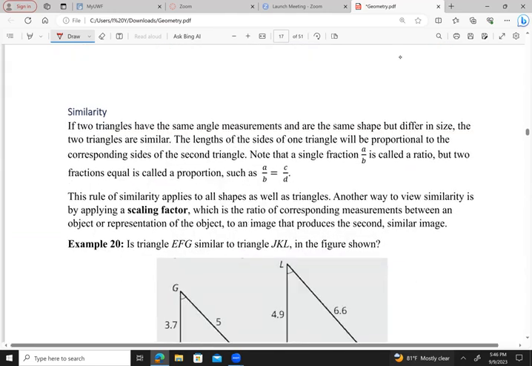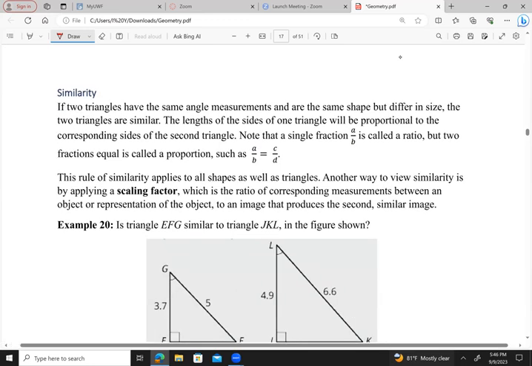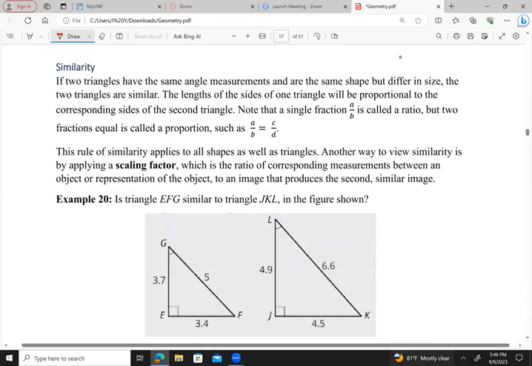Similarity. Two triangles that have the same angle measures and are the same shape but differ in size are similar. The lengths of the sides of one triangle will be proportional to the corresponding sides of the second triangle. Note that a single fraction A over B is called a ratio, but two fractions set equal is called a proportion, such as A over B equals C over D.